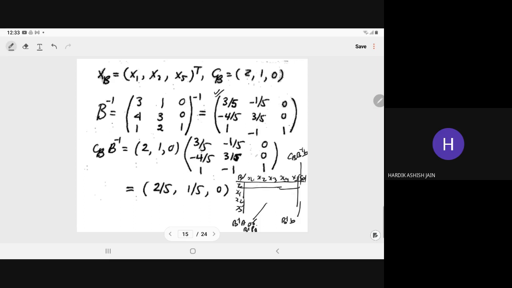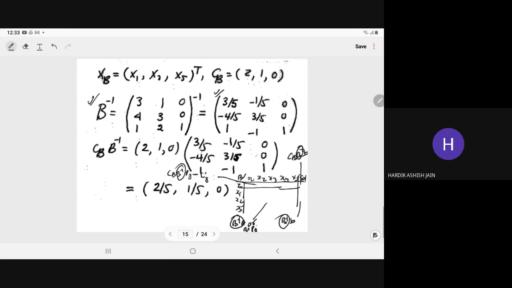And for this place, the entry is CB B inverse PJ minus CJ. You can observe we require the B inverse everywhere, right? Here we have the B inverse, here we have the B inverse, here we have the B inverse. So we have computed the B inverse.